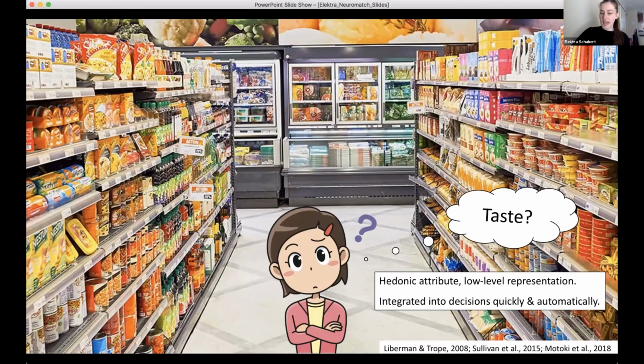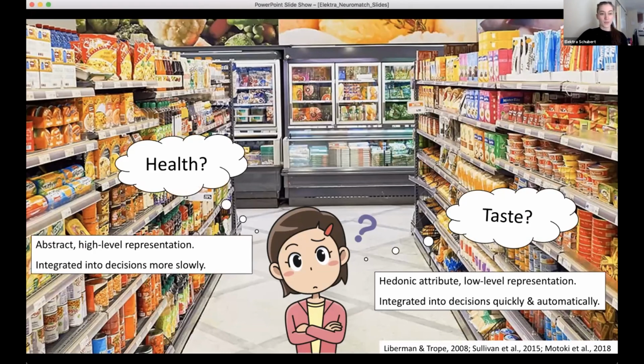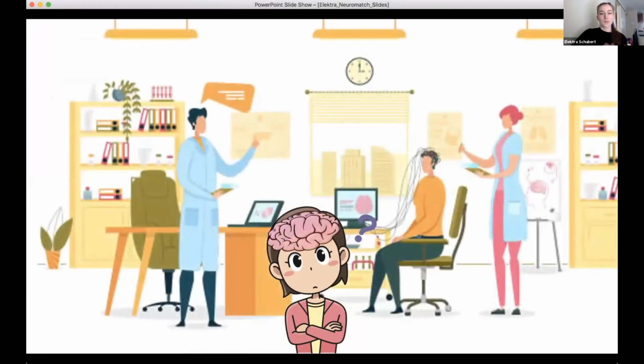The first of these is taste, which is a hedonic and fairly low-level representation. So it's thought to be integrated into decisions fairly quickly and automatically. The second attribute is health, which is a more abstract and high-level representation, and it's thought to be integrated into food choices more slowly. Because these attributes are often processed fairly quickly and automatically, it's useful to use neuroimaging methods such as EEG to understand how they occur.